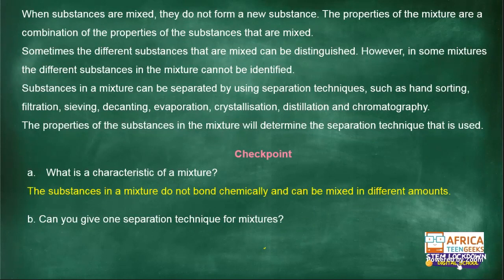Now, can you give me one separation technique of a mixture? Erin. Sieving, well done, Lasidi. Sieving is one separation technique. All you have to do is look above at the checkpoints. Hand sorting, well done, Erin. Mike also said hand sorting, well done. Tanisha said evaporation. Hawaii said condensation. Aviwe said filtration. And Gift Favor Nanchlanchla said filtration. Mike said sieving. Okay, well done.